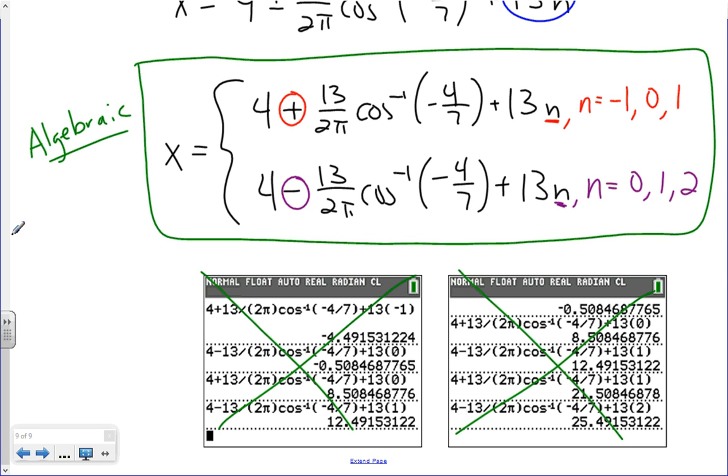All right. That's the end of the second part here of section 6-6.